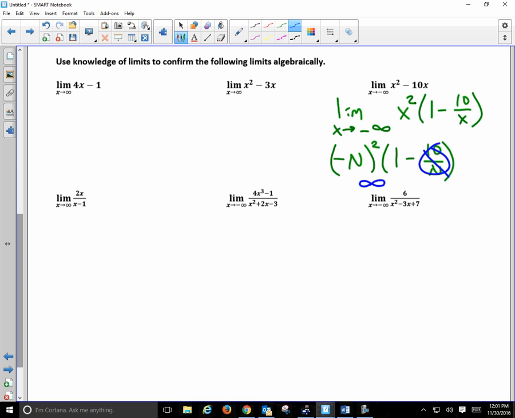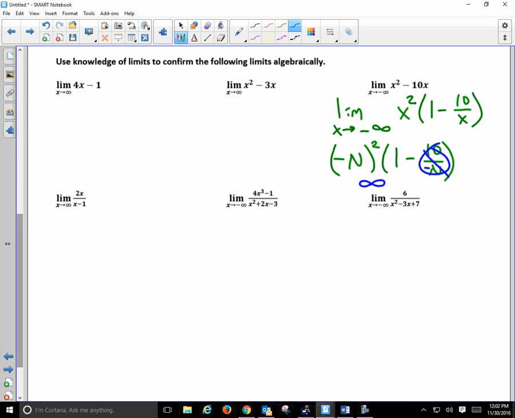If you square a very large negative number, you're still going to get infinity. That's correct. Either way, you'll still end up with infinity.